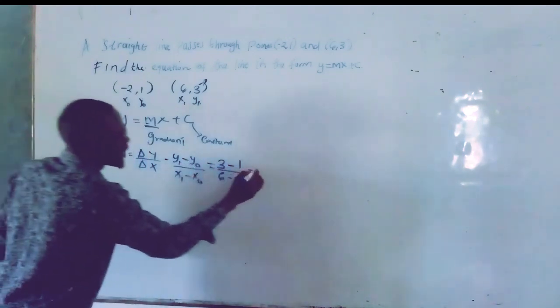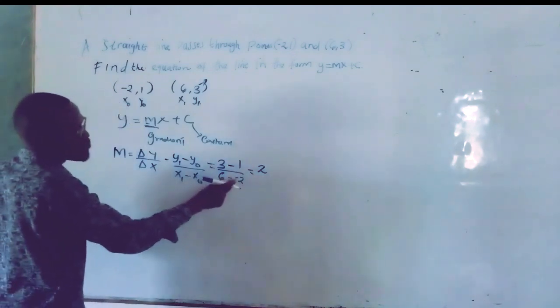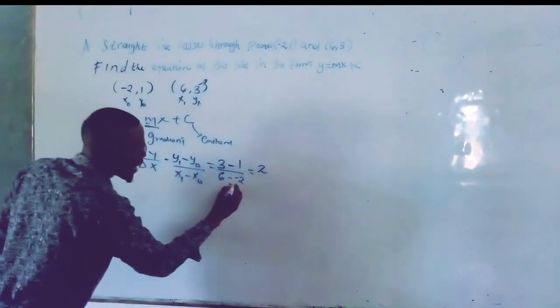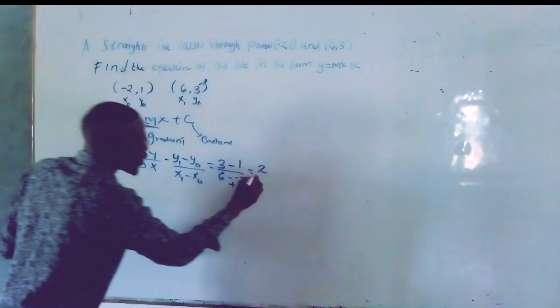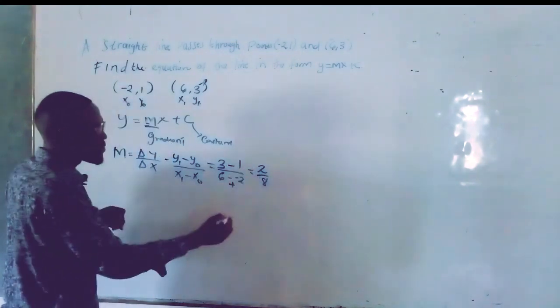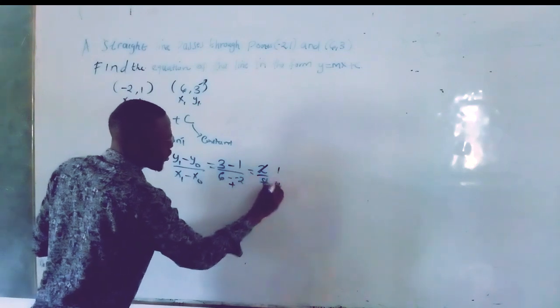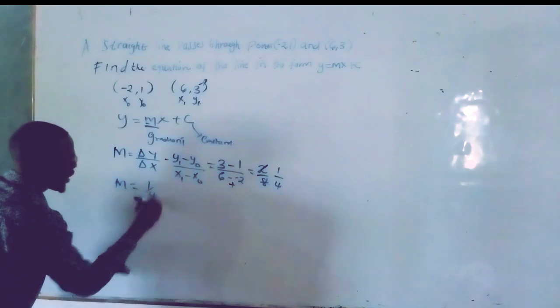This will give us 3 minus 1 is 2, over 6 minus -2, which means 6 plus 2, since minus times minus gives plus. 6 plus 2 gives us 8. When I simplify further, dividing by 2, we get 1 over 4. That means our gradient m is equal to 1/4.